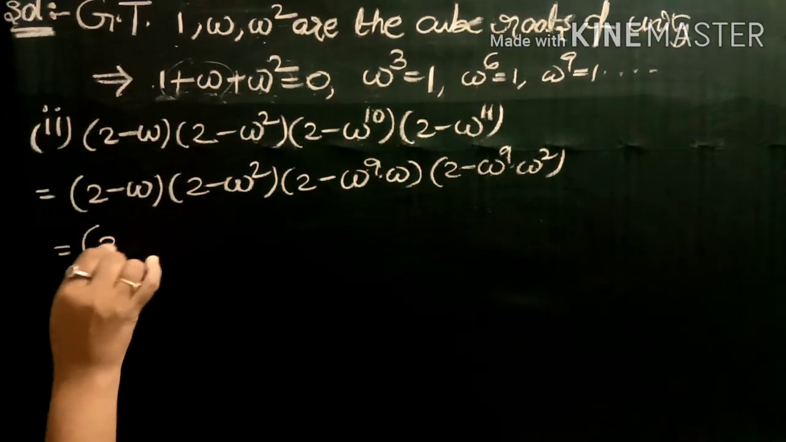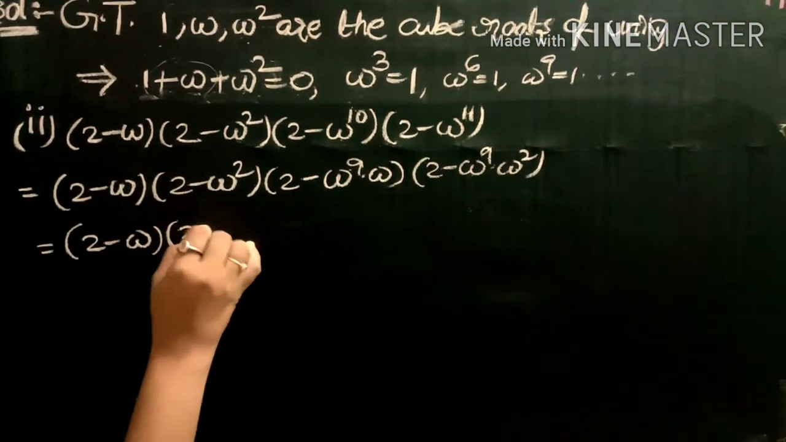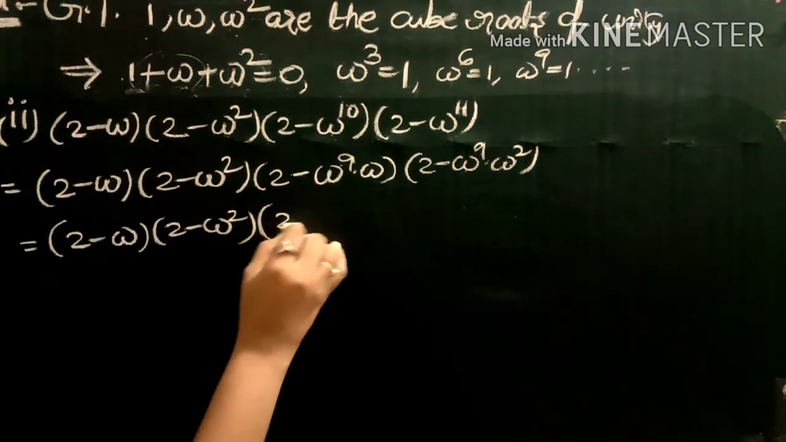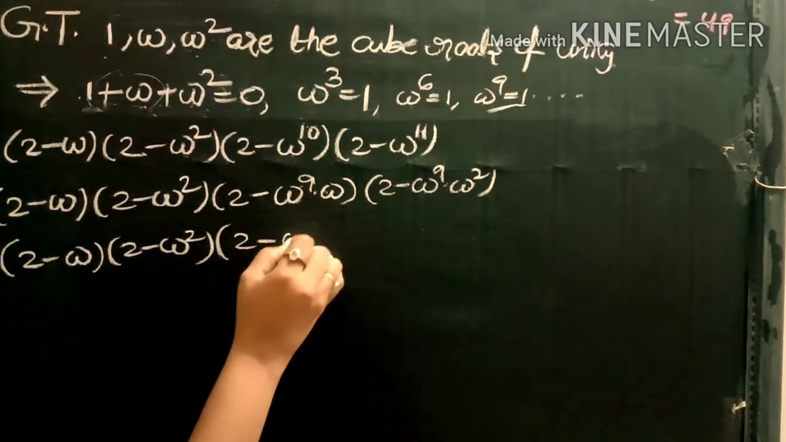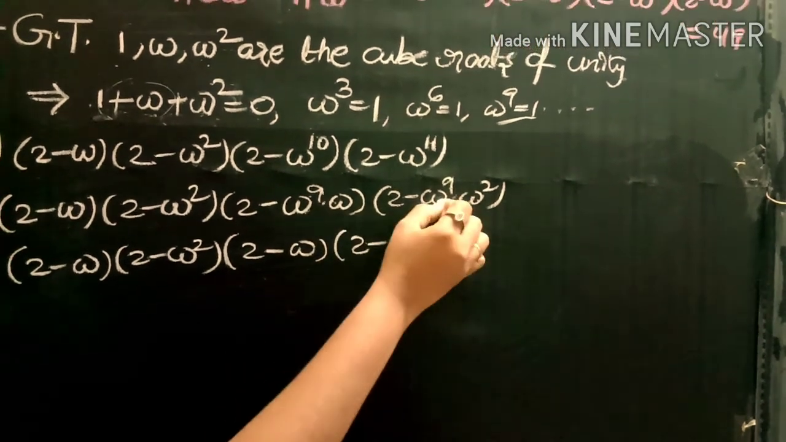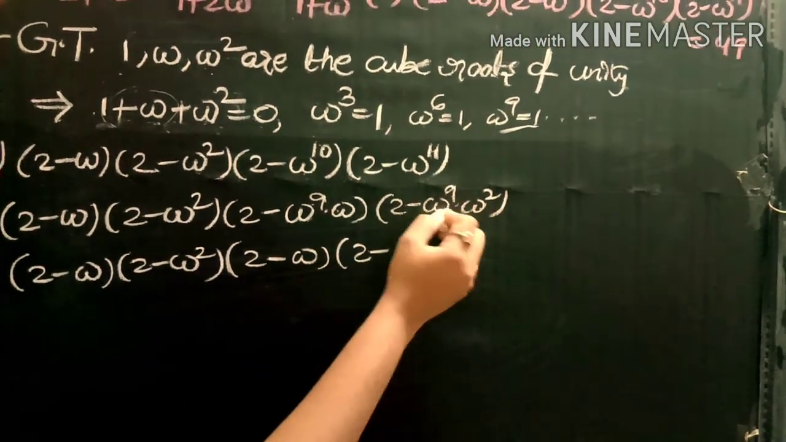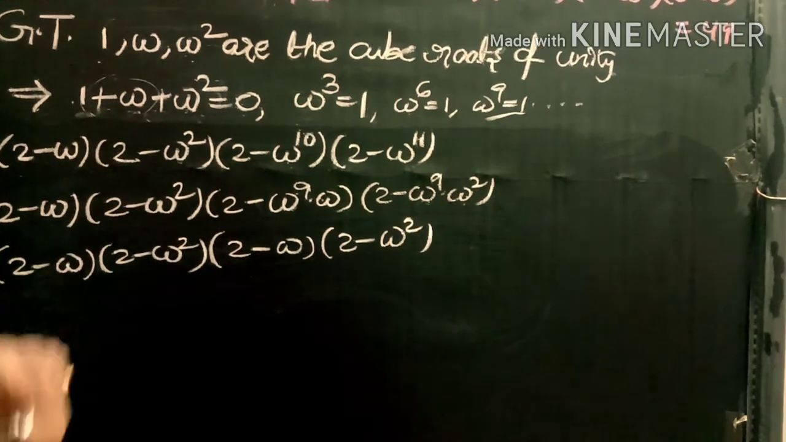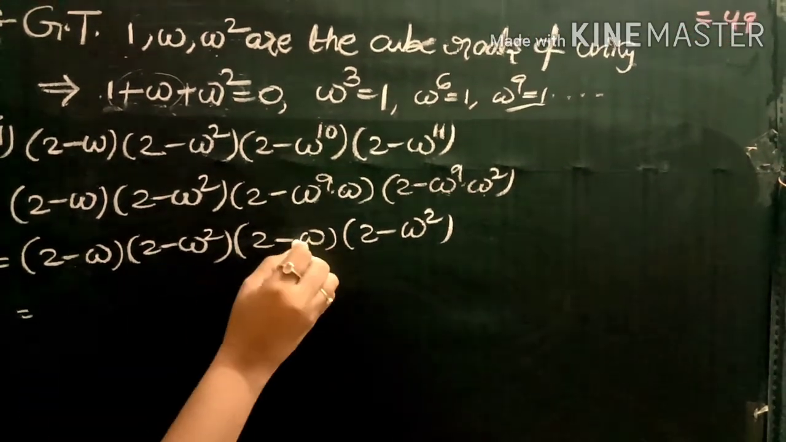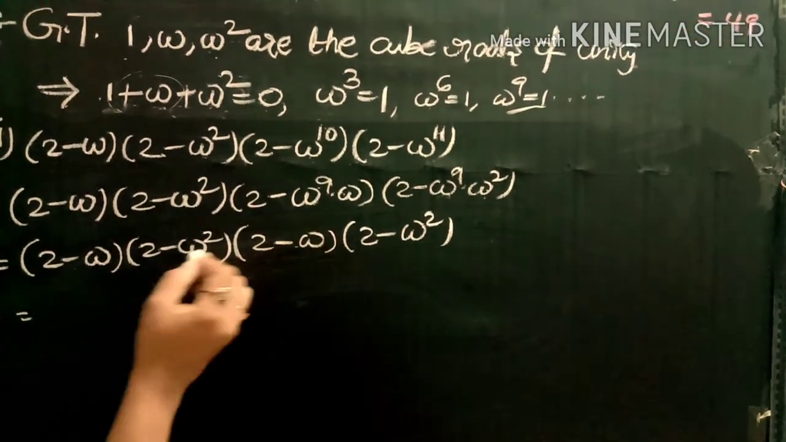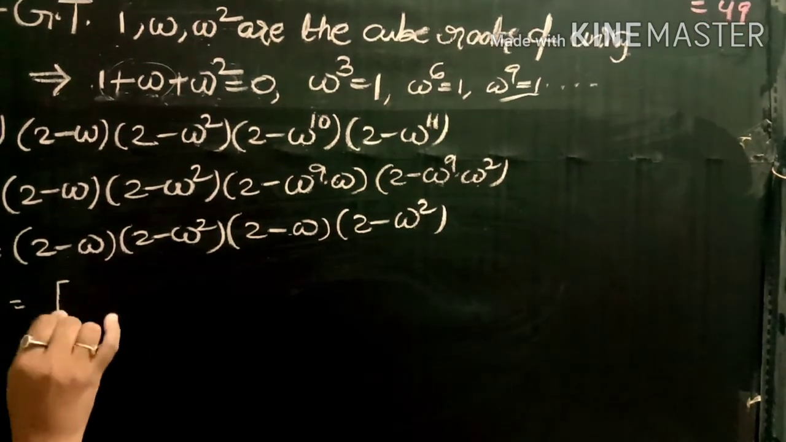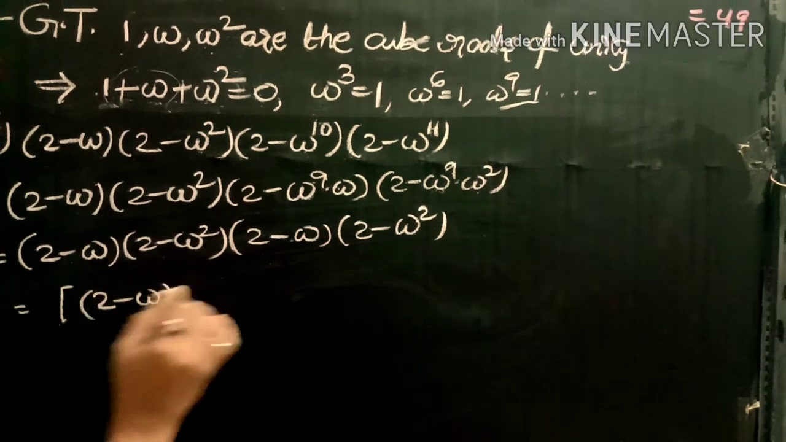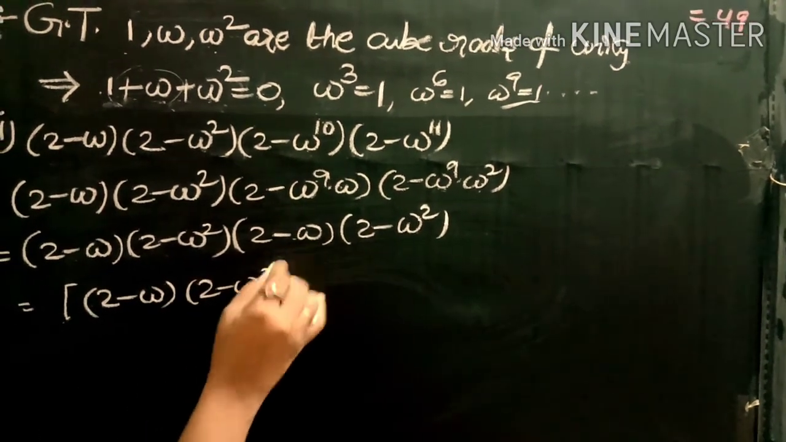Now this is equal to (2 minus omega) into (2 minus omega square) into (2 minus omega power 9 times omega). What is the omega power 9 value? 1. 1 into omega becomes omega, into 2 minus, here also omega power 9 is equal to 1, 1 into omega square is equal to omega square. Now (2 minus omega) into (2 minus omega), (2 minus omega square) into (2 minus omega square), that is (2 minus omega square) whole square. That is, it becomes (2 minus omega) into (2 minus omega square) whole square.